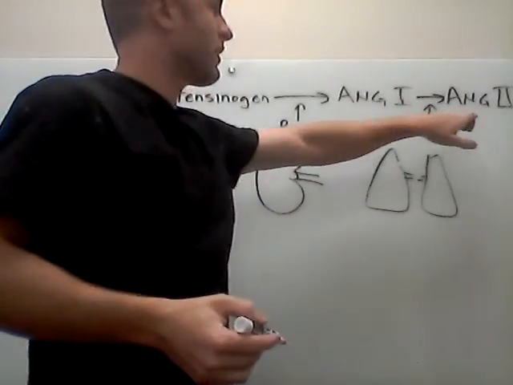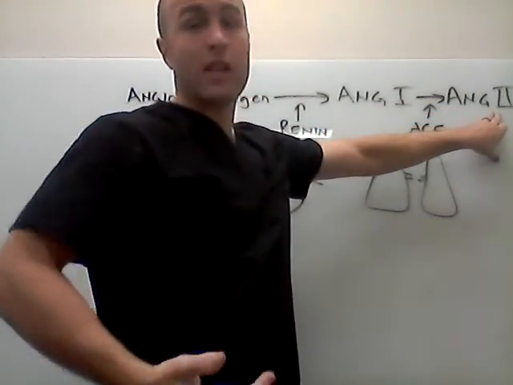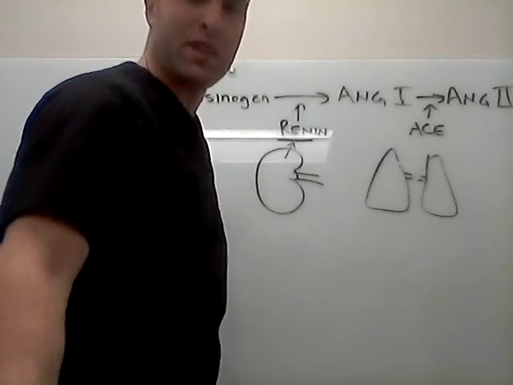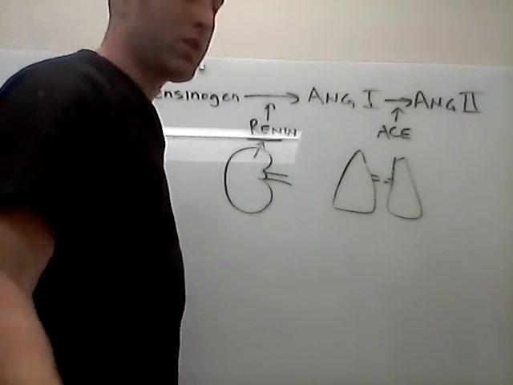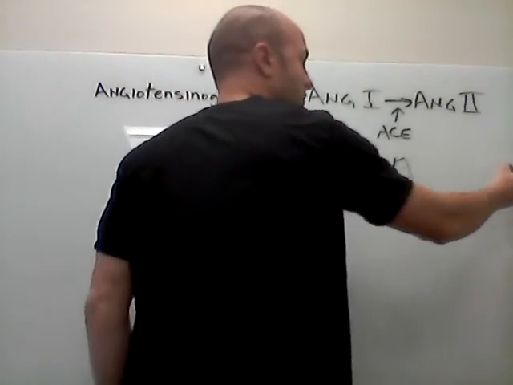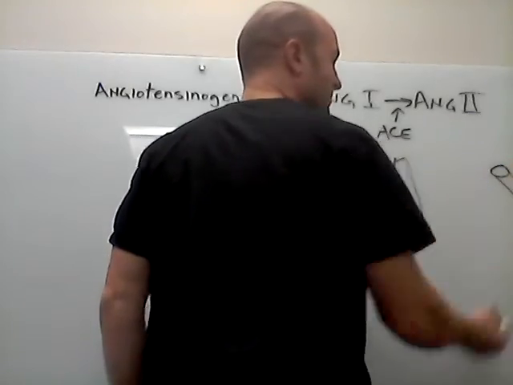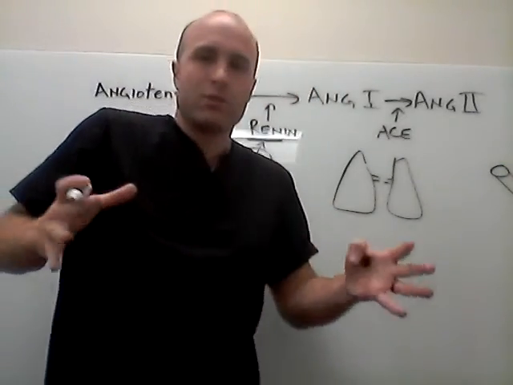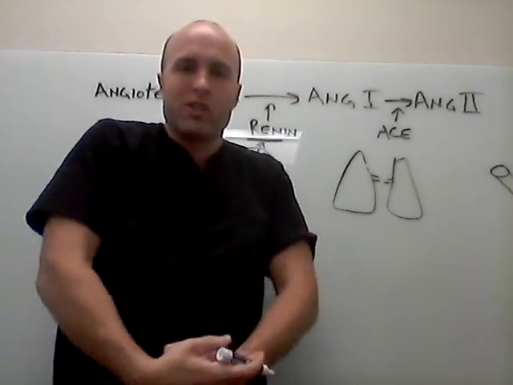And if we could do that, well, what does angiotensin 2 do? Angiotensin 2 does a lot of stuff. It's a very active molecule. It goes to your blood vessels. This is a blood vessel. And it tells them to clench down and get really tight.